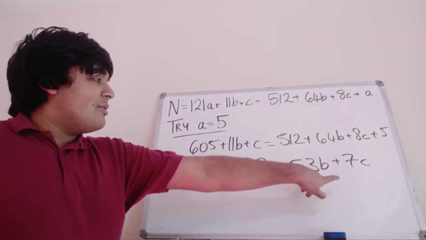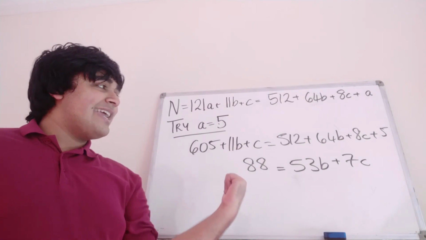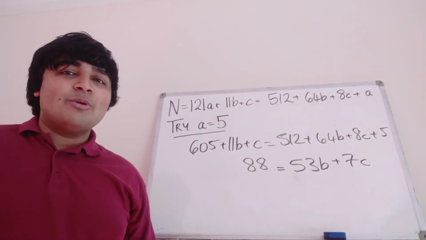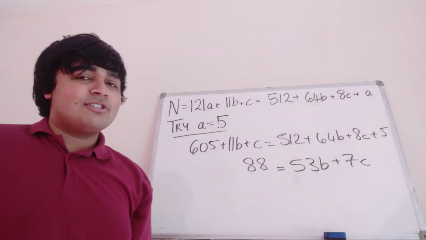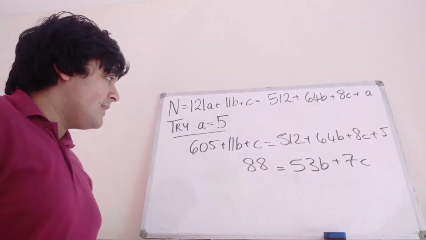Well, when b equals 0, we have 53 times 0, so this thing here vanishes, and then we have 7c equals 88, and well, 88 isn't a multiple of 7, so there's no integer solutions then for c. So that isn't a valid solution, so we just have to check b equals 1.